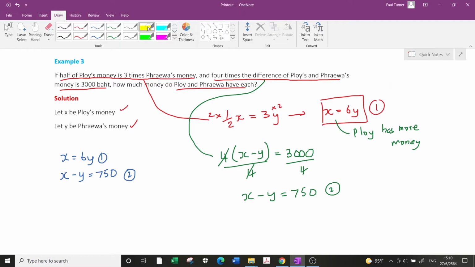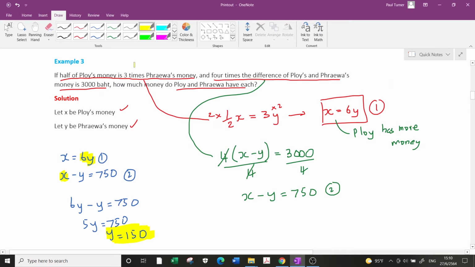Okay, so I'm thinking we can do a substitution here. So how about we put the 6y into x here? So I'll have 6y minus y equals 750. So that will give you 5y equals 750. The y will be 150. That's Prawa's money here, 150 baht.